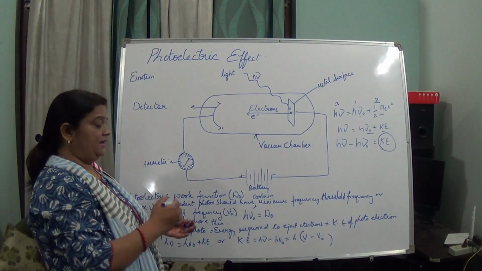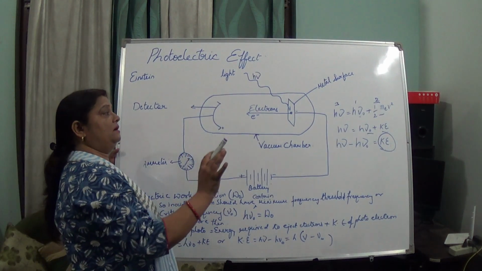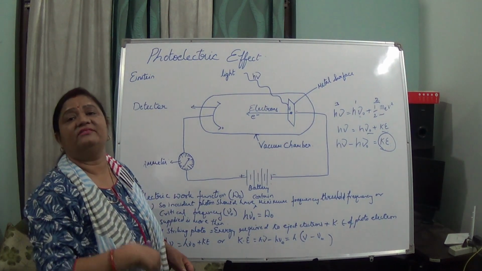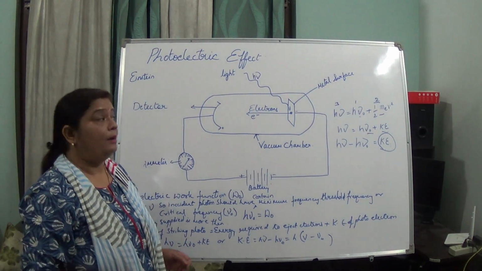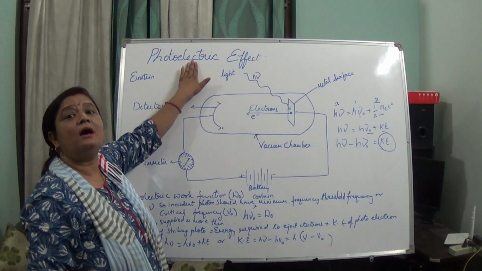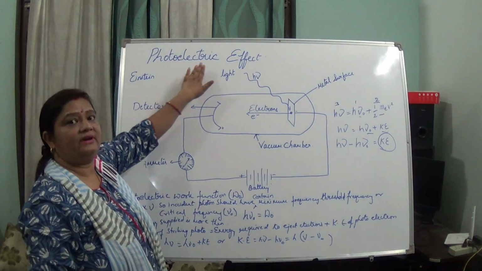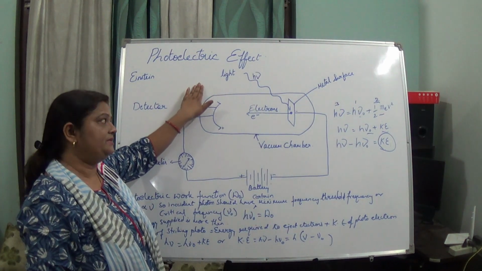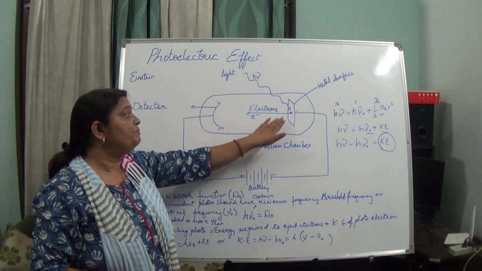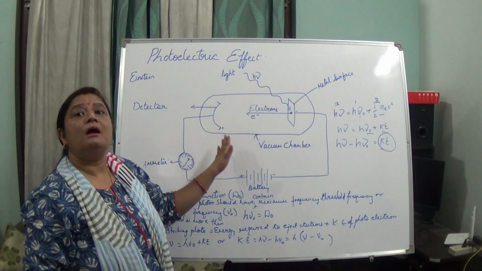So what is the role of intensity here? The role of intensity is only that more electrons will be ejected if the intensity is more. But the main factor that governs the photoelectric effect is the frequency. The photoelectric effect is understood in terms of frequency. The more the frequency, the faster the electrons will be ejected and move towards the detector, and the circuit will be completed.